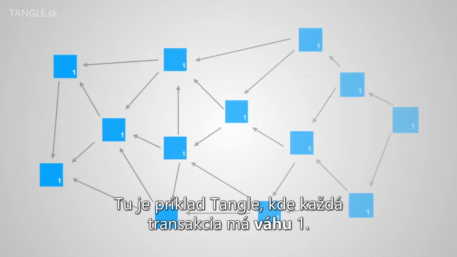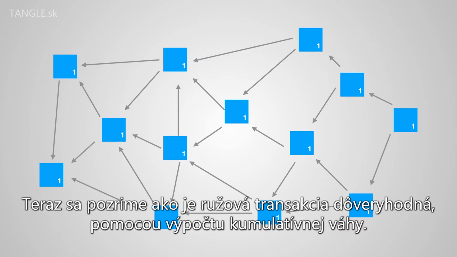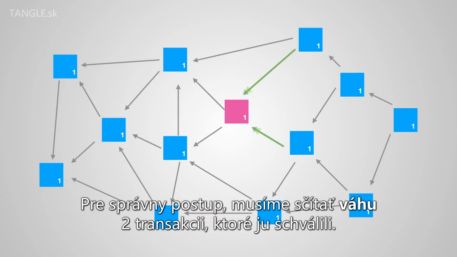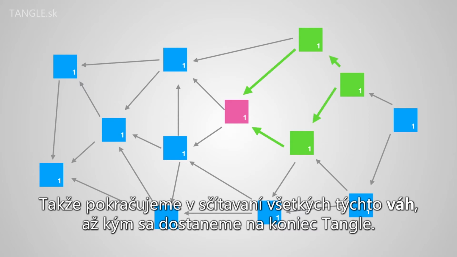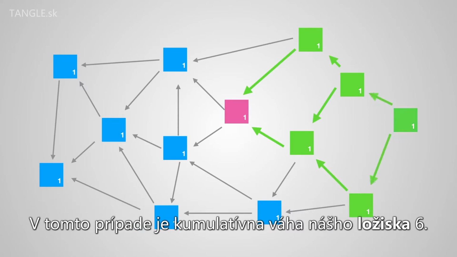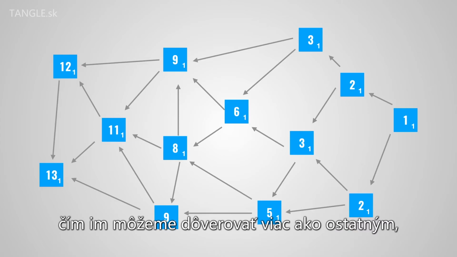Here is an example of a tangle where every transaction has a weight of 1. We'll put the weight of an individual transaction in the bottom right of each square. Now let's check how trustworthy this pink transaction is by calculating its cumulative weight. To do that, we sum up the weight of the two transactions that have approved it. But those transactions were approved by other transactions as well. So we keep summing up all of these weights until we get to the end of the tangle. In this case, the cumulative weight of the site is 6. Transactions with a high cumulative weight are usually older and have more direct or indirect verifications, so we can trust those transactions more than others.